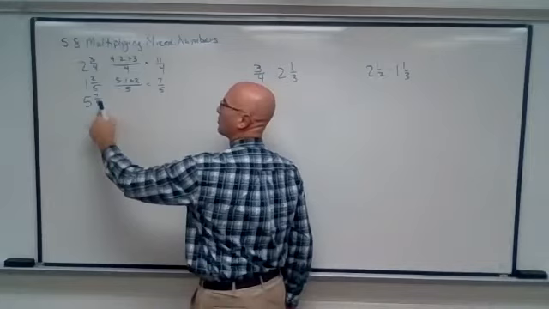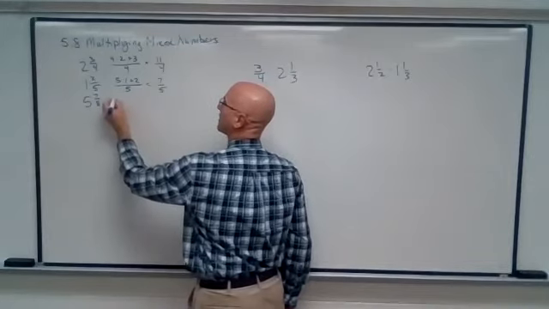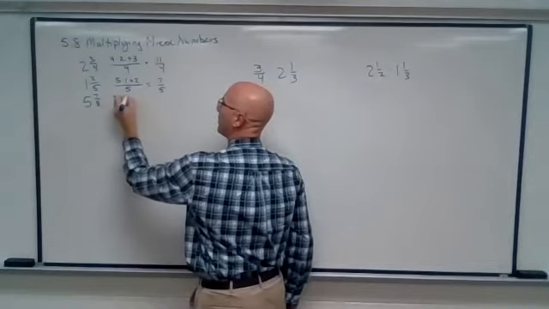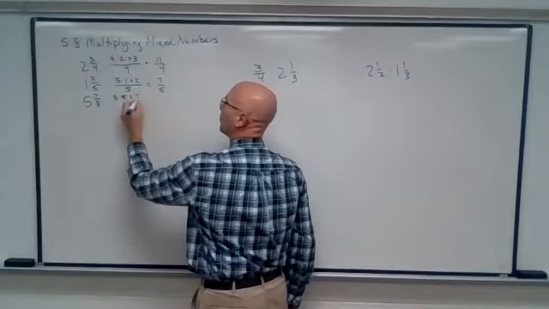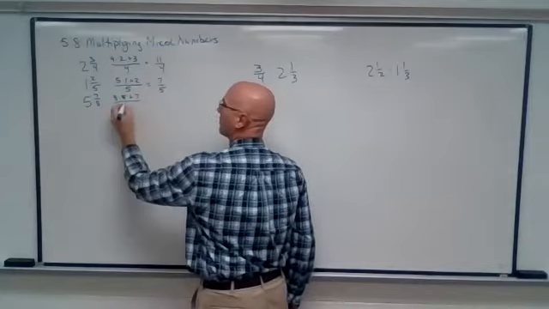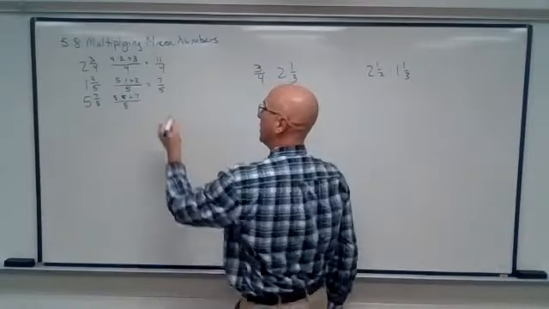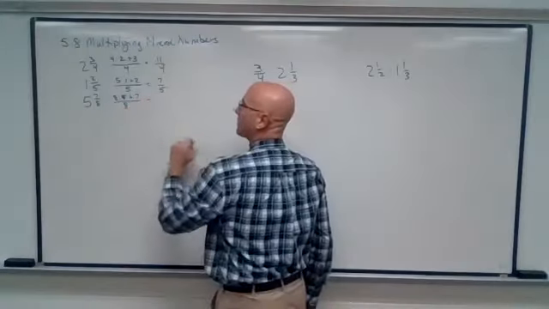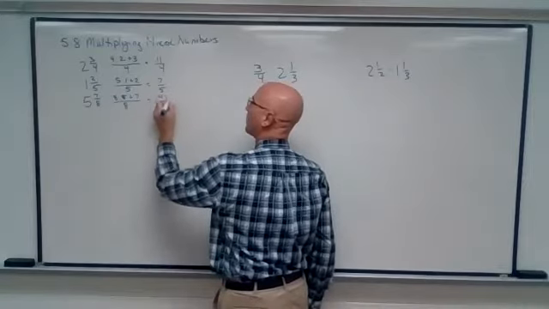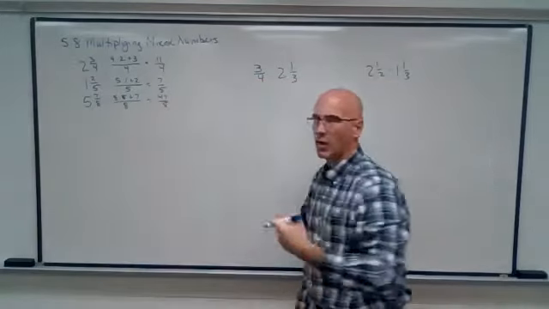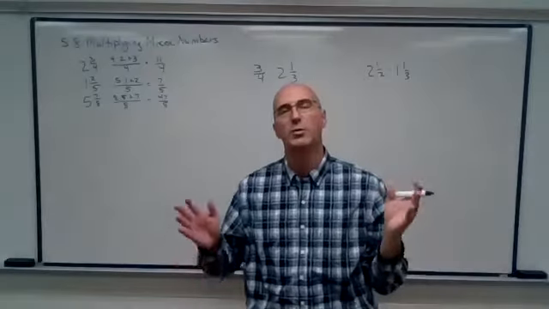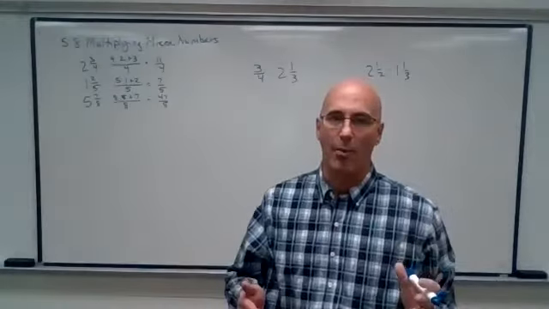So we multiply the denominator times the whole number, 8 times 5. And then we add the numerator. And then we keep the same denominator. That's the important part. We keep the same denominator. So now we have 8 times 5 is 40 plus 7, 47 eighths. So that was just a quick review on how to change a mixed number into an improper fraction.